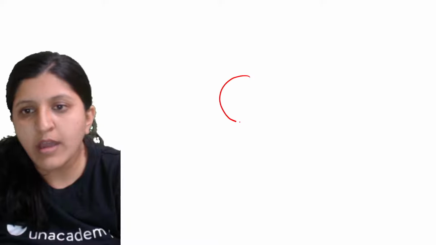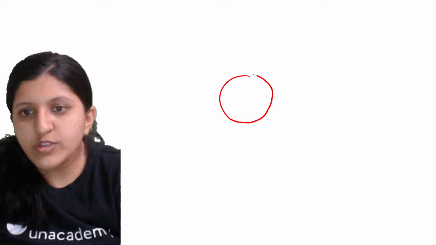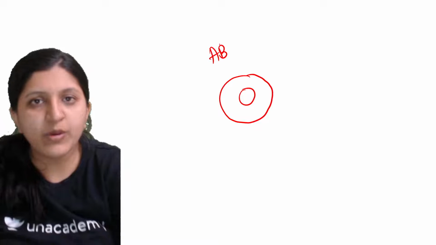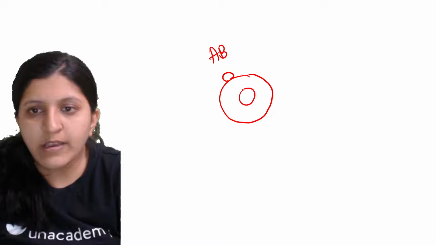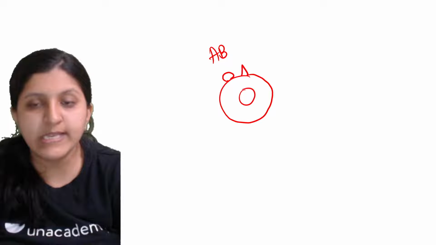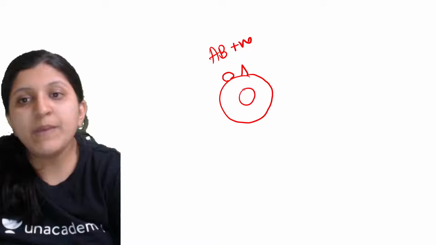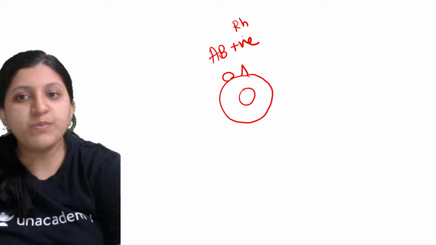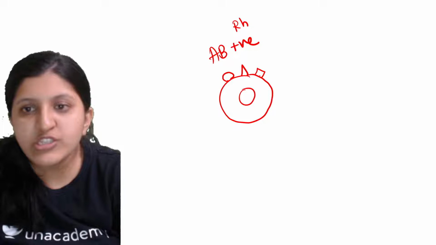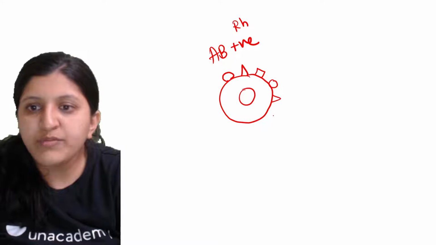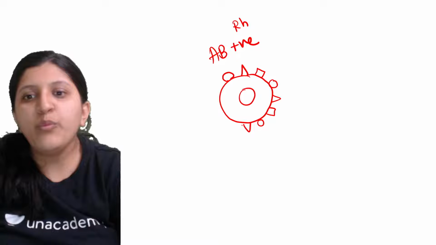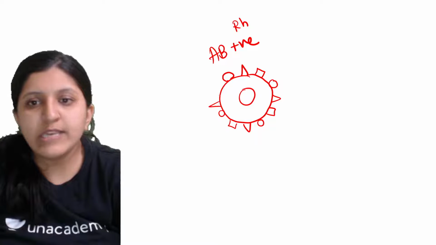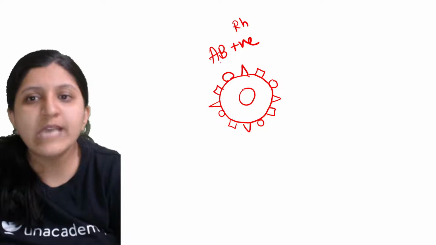So let's see a blood group here now. This is an RBC, and let's say this is blood group AB. That means A type of antigen is present, B type of antigen is present, and it is AB positive. That means the RH antigen is also present, so we will draw the RH antigen as a square. So three different types of antigens we can find on the surface of an RBC in an individual who is AB positive.